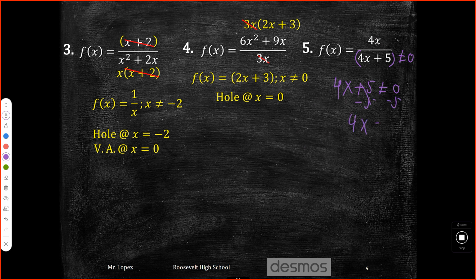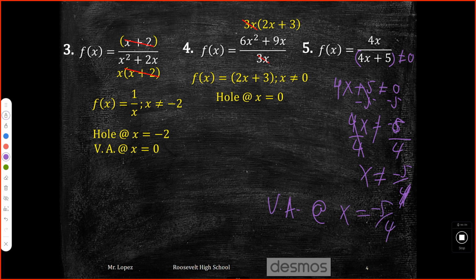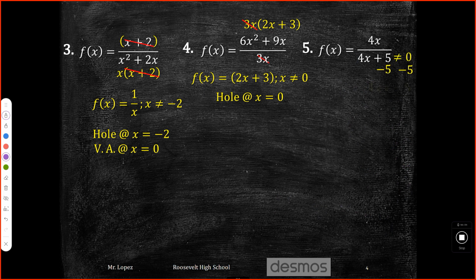So 4x cannot equal negative 5. Dividing both sides by 4, x cannot equal negative 5 over 4. And this is going to be a vertical asymptote here. So it has a vertical asymptote at x equals negative 5 over 4 because it's not defined there. So this is not removable at x equals negative 5 over 4 because it is a vertical asymptote. Okay, we'll stop there.